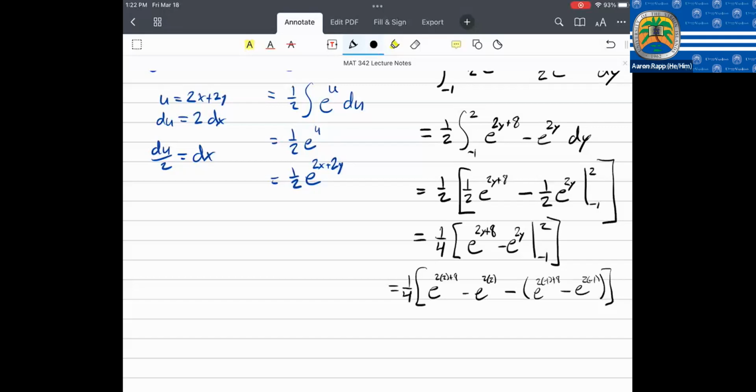Simplify all these exponents. Make it e to the 12 minus e to the 4th minus e to the 6 plus e squared. Can't really combine any of those e's because they all have different exponents. This is my final answer.